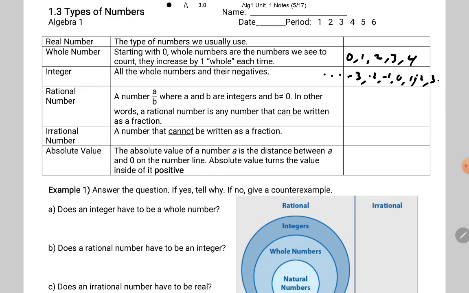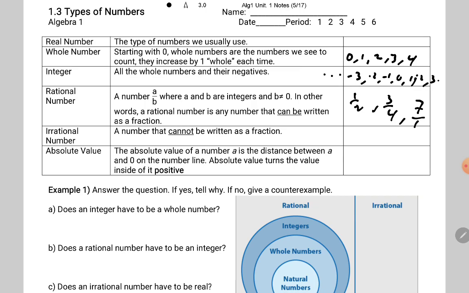Rational numbers are numbers that we can write as a fraction a/b, where a and b are integers, so they can be positive or negative. They just cannot be 0, or b cannot be 0. So can it be written as a fraction? So 1/2, 3/4, 7, which is 7/1.